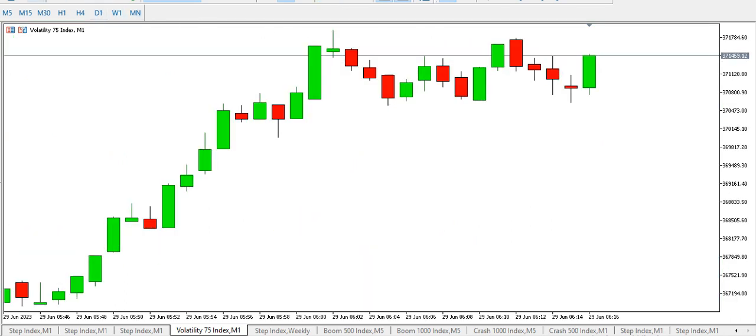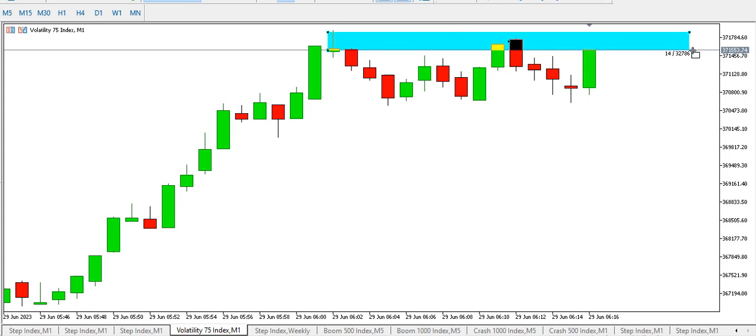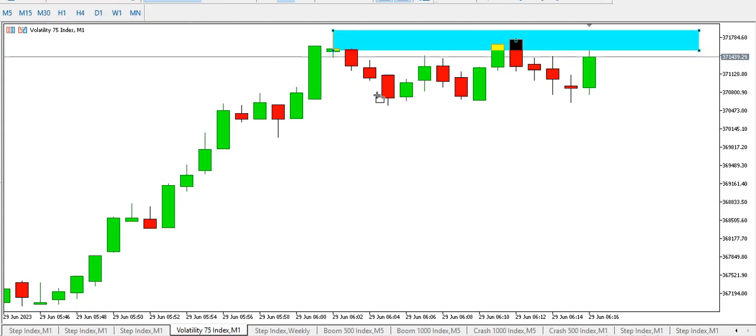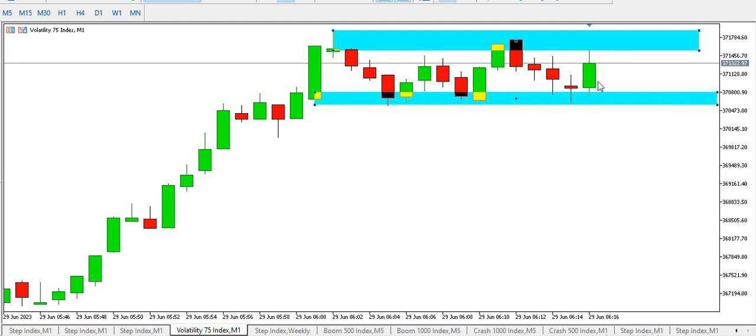But for now, on the 1 minute time frame, price is ranging. On the 1 minute time frame, we have the top of the range and we have the bottom of the range. So you might want to wait for price to break out of this range before you take your decision.